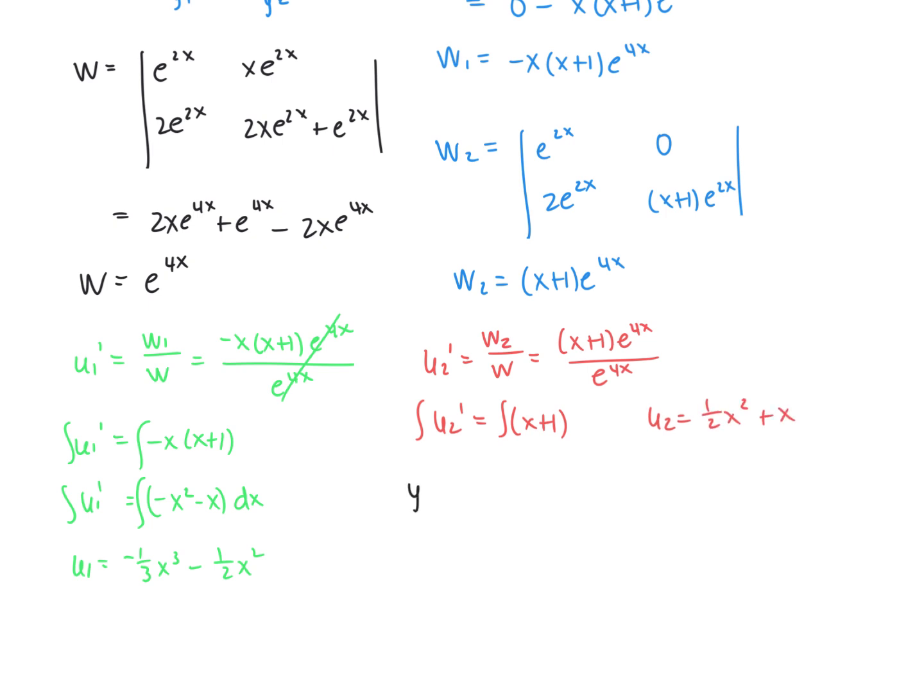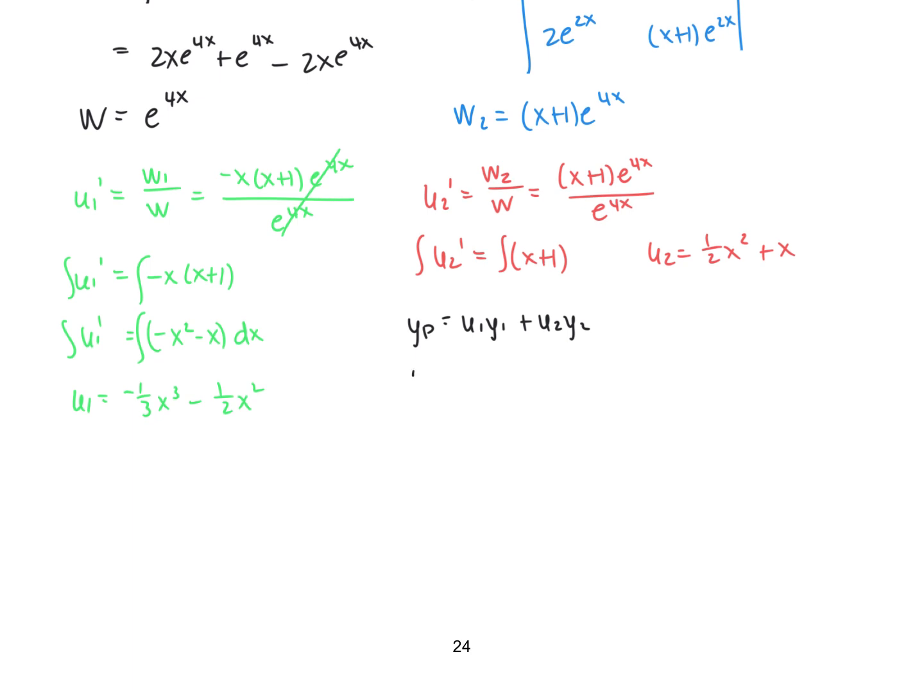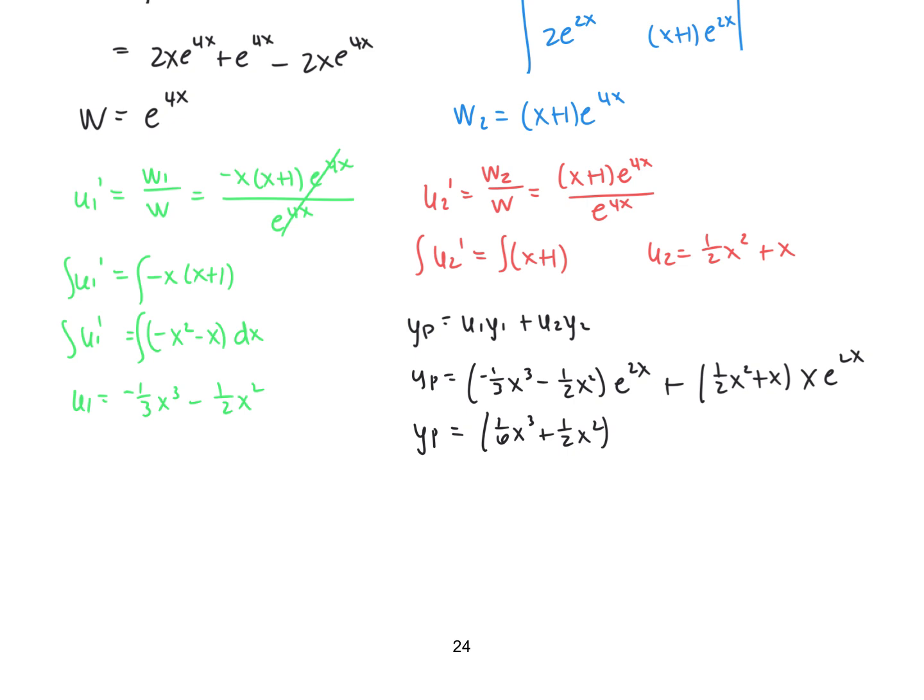Okay, so now if we recall, our particular solution is going to be u1 y1 add u2 y2. So our particular solution is going to be the negative 1/3 x to the 3rd, subtract 1/2 x squared times e to the 2x. And we're adding to that 1/2 x squared add x times x e to the 2x. And if we simplify, we're going to end up with 1/6 x to the 3rd, add 1/2 x squared times e to the 2x.